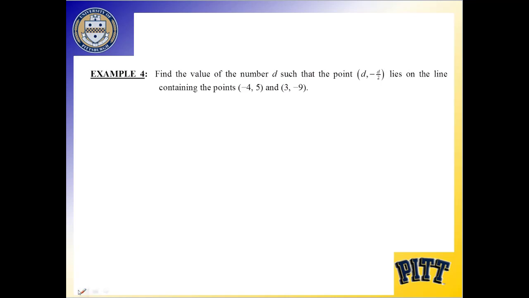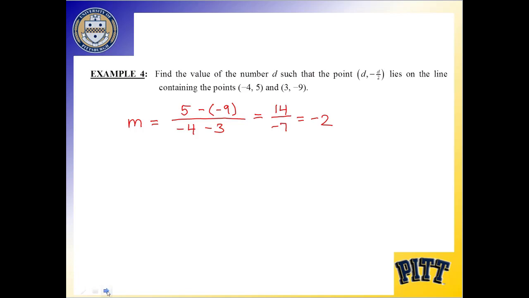So there's a lot of work that has to go into this, because that's just giving us a particular format, but I do want to figure out what d and negative d over 2 is. So here's how I went about doing it. First, I determined what the slope of my line should be. I use the points that I do know.